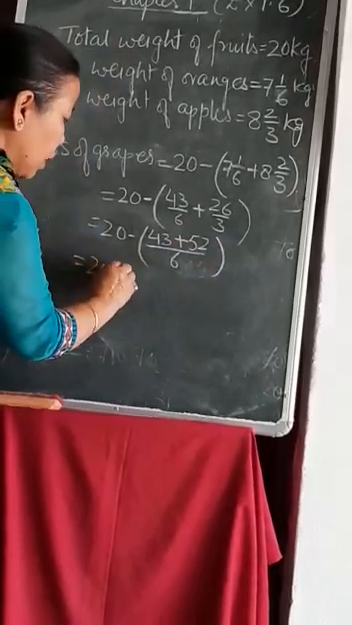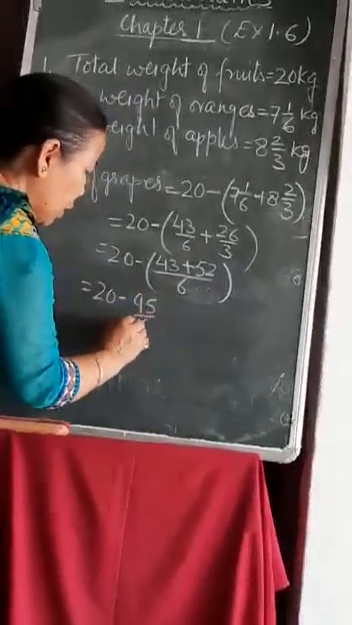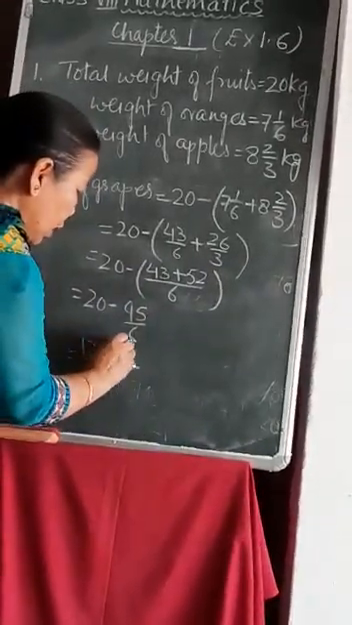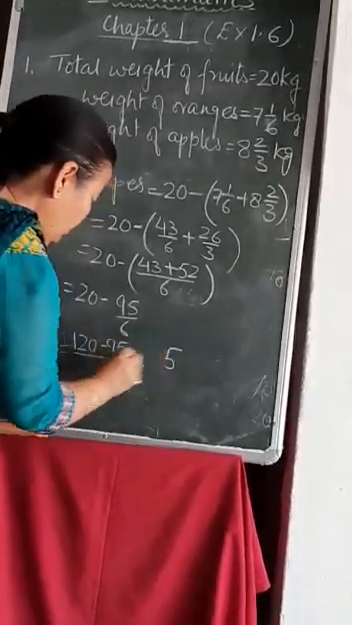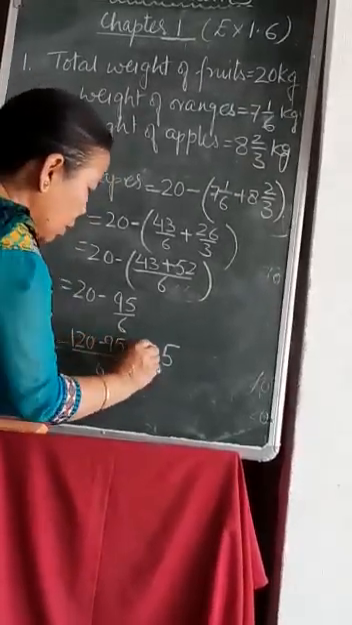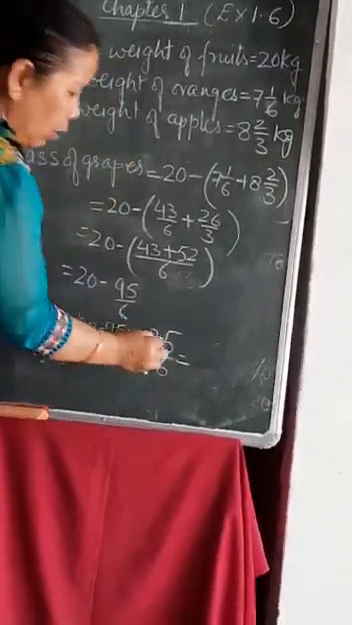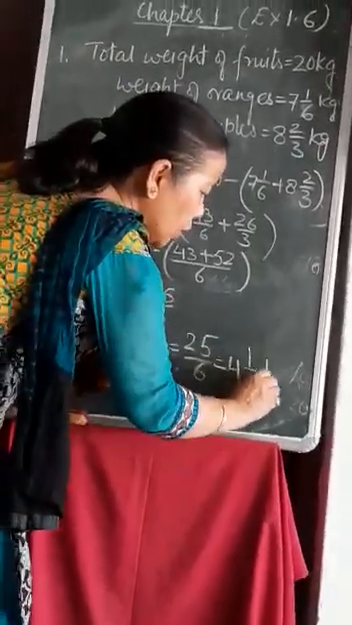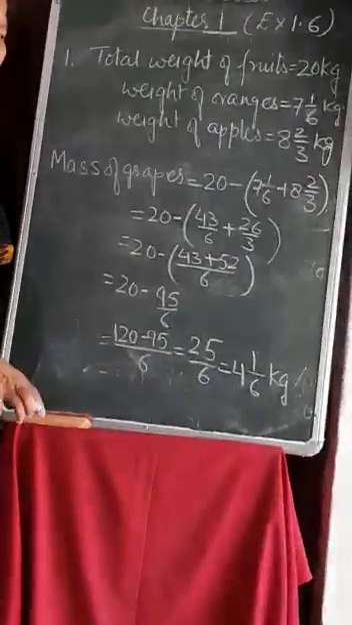20 minus 95 upon 6, here also we'll take the LCM 6. 120 will come over here minus 95. So if we subtract we get 25 upon 6. If we convert this into mixed form it will be 4 whole number 1 upon 6 kg. So this is the mass of the grapes.